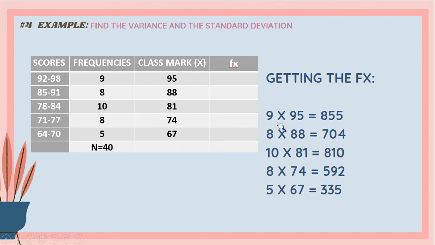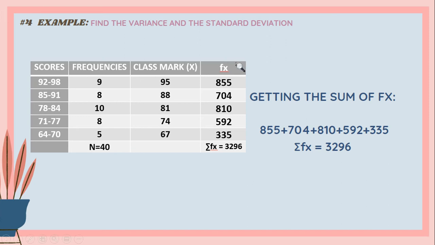So 9 times 95 is equals to 855. And then 8 times 88 is equals to 704. Then 10 times 81 is equals to 810. 8 times 74 is equals to 592. Then 5 times 67 is equals to 335.